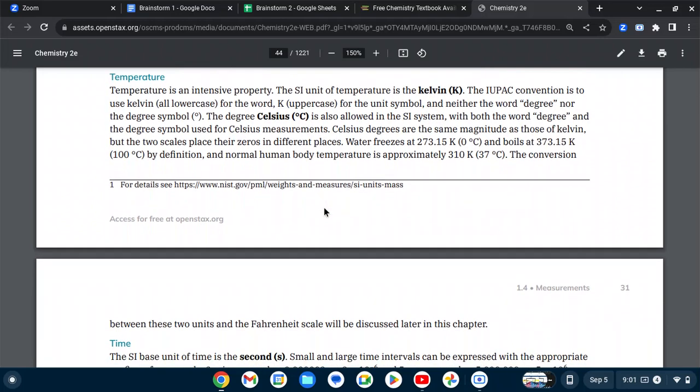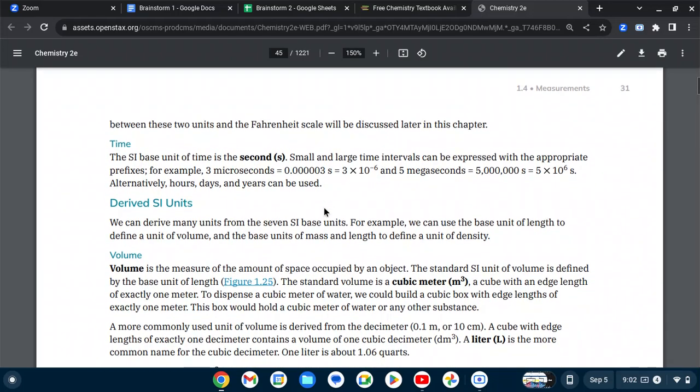Temperature. Temperature is an intensive property. The SI unit of temperature is the Kelvin. The IUPAC convention is to use Kelvin for the word and K for the unit symbol, and neither the word degree nor the degree symbol. A degree Celsius is also allowed in the SI system, with both the word degree and the degree symbol used for Celsius measurements. Celsius degrees are the same magnitude as those of Kelvin, but the two scales place their zeros in different places. Water freezes at 273.15 K and boils at 373.15 K by definition, and normal human body temperature is approximately 310 K. The conversion between these two units and the Fahrenheit scale will be discussed later in this chapter.